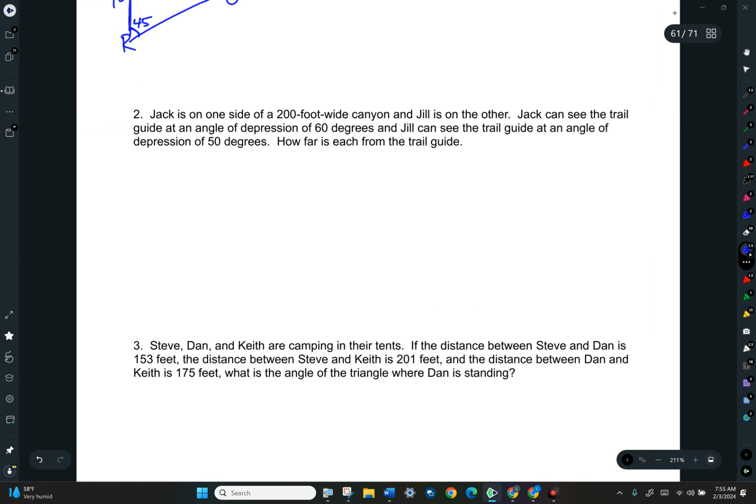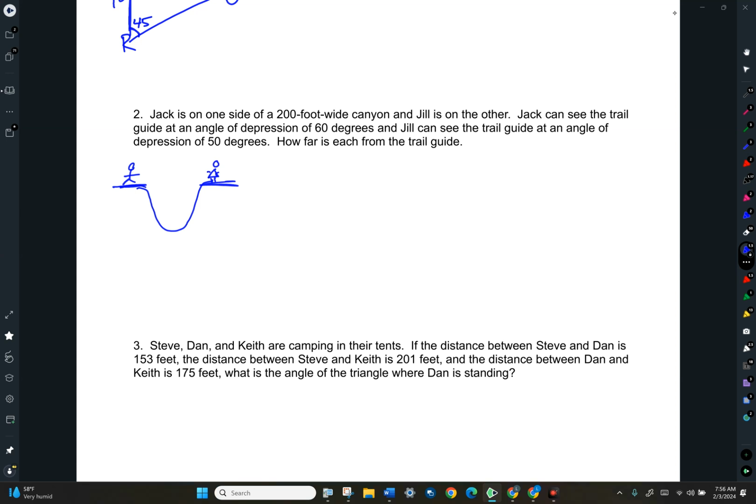Jack is on one side of a 200-foot wide canyon, and Jill is on the other side. So a canyon, I'm thinking of like the Grand Canyon. Obviously, that doesn't mean this is the Grand Canyon. So the canyon comes down and then back up. So Jack is on one side, and Jill is on the other side. How can I make this look like a girl? Does that look like a girl? All right. Hopefully that's not sexist.